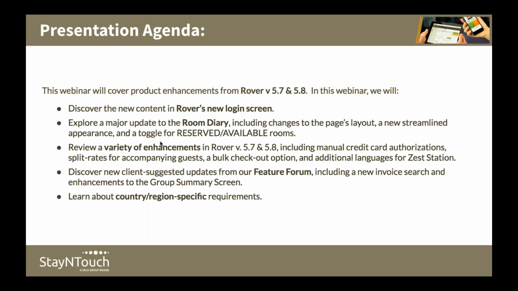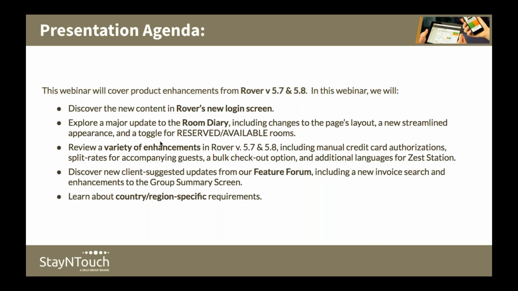This webinar will cover a number of different areas from the Rover version 5.7 and 5.8 product updates. We're going to cover a number of new content items in Rover's login screen. We're going to explore a major update of the room diary, which will include changes to the layout, a new streamlined appearance, and toggles for reserved and available rooms. We're going to cover a variety of other enhancements in 5.7 and 5.8.